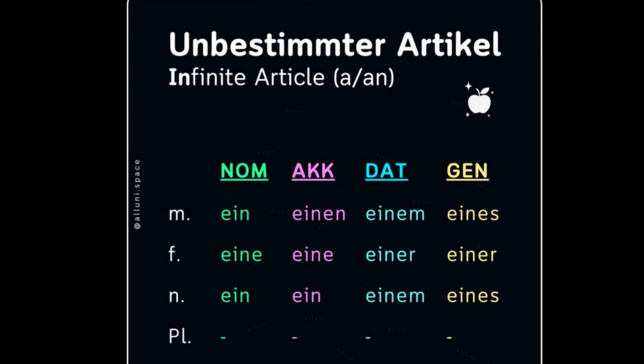Now let's see the unbestimmte articles of the three cases we studied so far in the previous videos: nominative, accusative, and dative. The unbestimmte or indefinite article ein before a nominative masculine noun changes to einen before an accusative masculine noun, and the rest, eine before a feminine noun and ein before a neuter noun, remain the same as in the nominative case. In dative, the indefinite article before masculine and neuter changes from ein to einem, and for feminine it changes to einer. The indefinite article is omitted in plural.